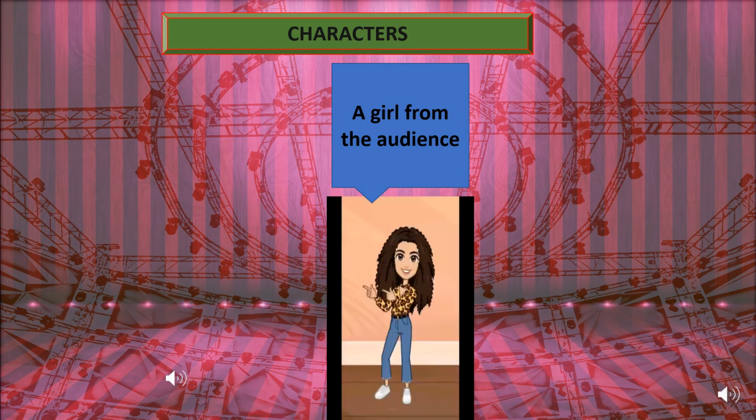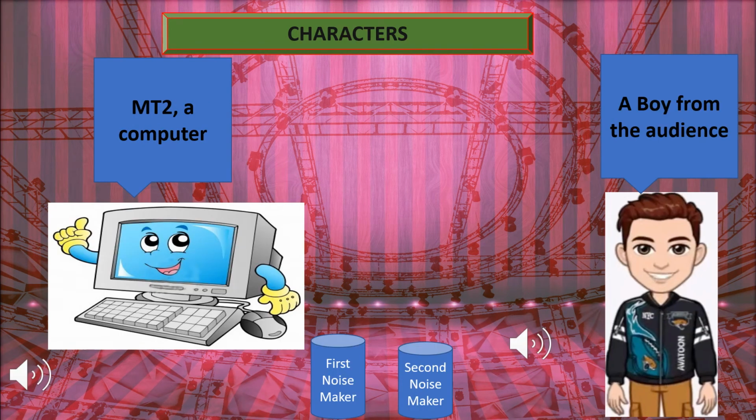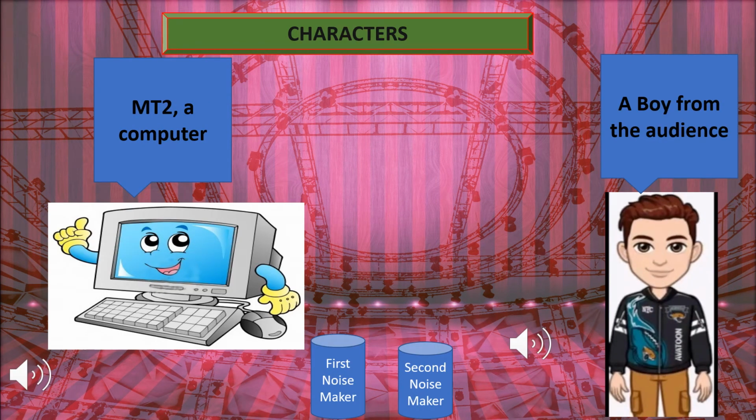Characters: a girl from the audience, Gary Lopez, television game host, Joan Robinson, MT2, a computer, and a boy from the audience.